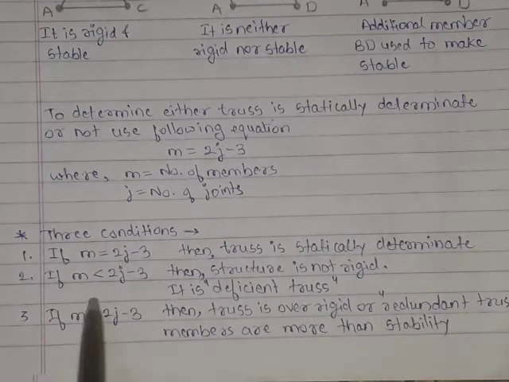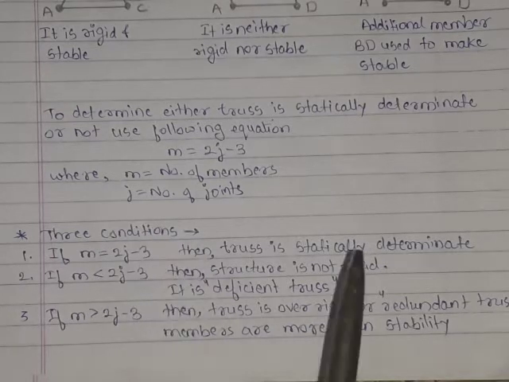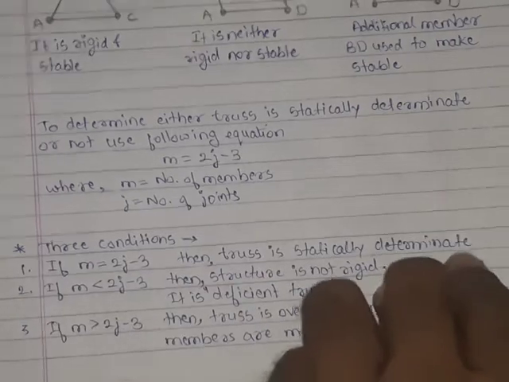Whereas if m is less than 2j minus 3, meaning the number of members is less, then the structure is not rigid and is called a deficient truss. Whereas when m is greater than 2j minus 3, the number of members is more than required for stability, and such a truss is over rigid, or called a redundant truss.